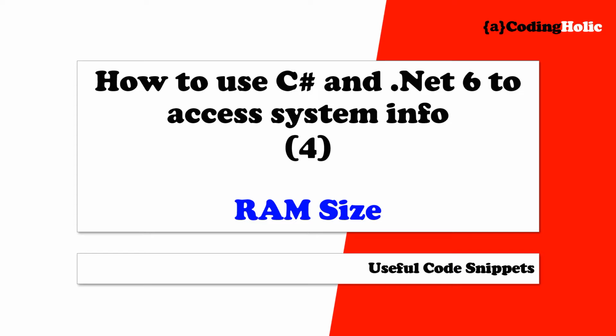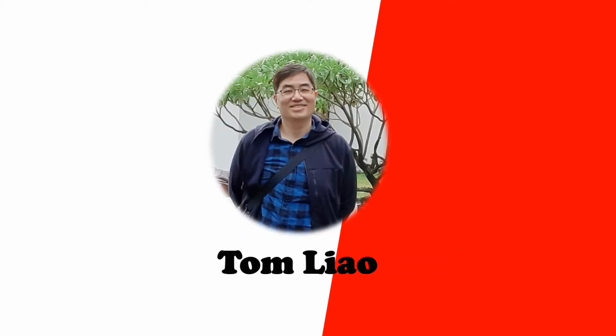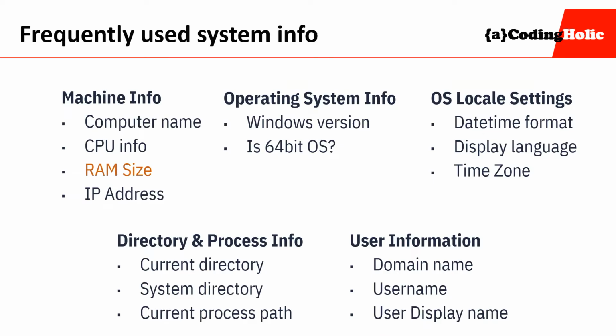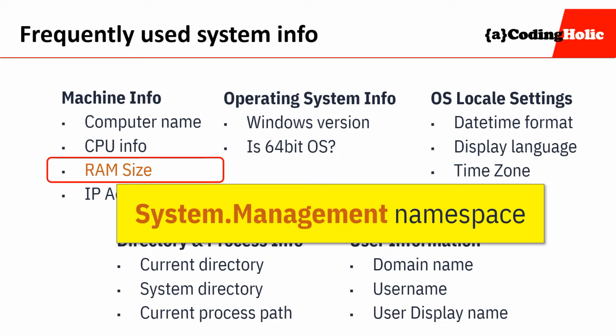This is the fourth episode of how to access system information. In this episode, we're going to talk about how to retrieve the system memory size information. My name is Tom Liao. I'm the speaker of this channel. To access system memory information, we're going to use the system.management namespace.